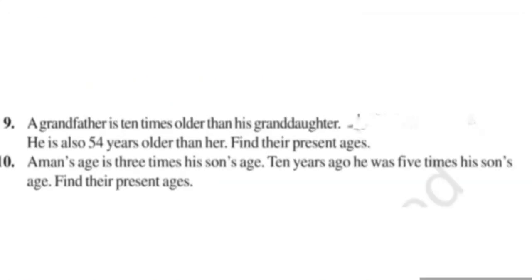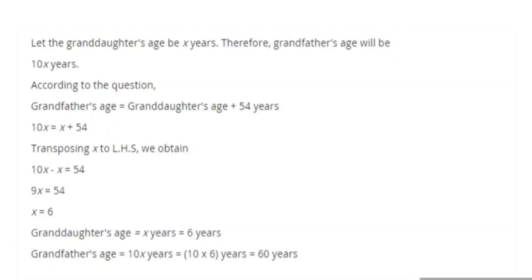Okay. Question number 9. A grandfather is 10 times older than his granddaughter. He is also 54 years older than her. Find their present ages. See the solution. Let the granddaughter's age be x. So grandfather's age will be 10x because he is 10 times older. According to the question, grandfather's age is equal to granddaughter's age plus 54. Means the equation will be 10x is equal to x plus 54.